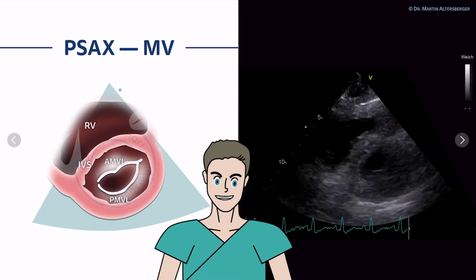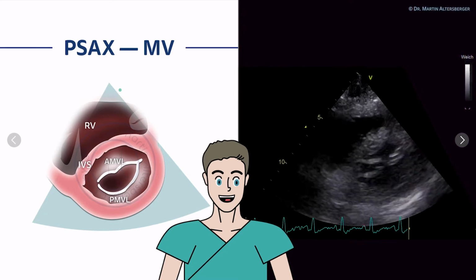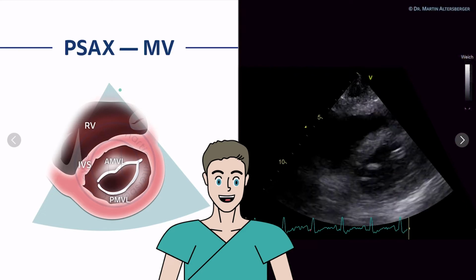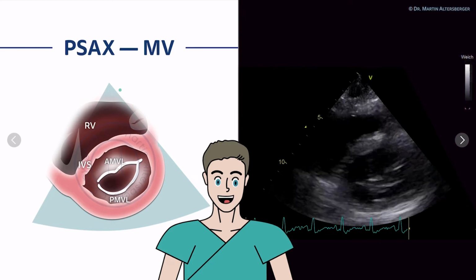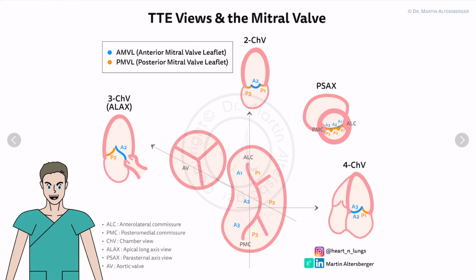In this next loop, we have a worse image quality, but still we can differentiate the left ventricle, the right ventricle, and the mitral valve and the opening of the mitral valve. So why is this important? Why do you need the views of the mitral valve and especially this parasternal short axis view? Well, this and many more other topics will follow in the next video.